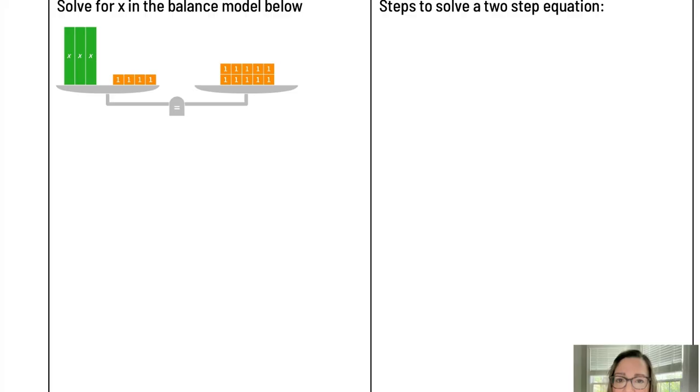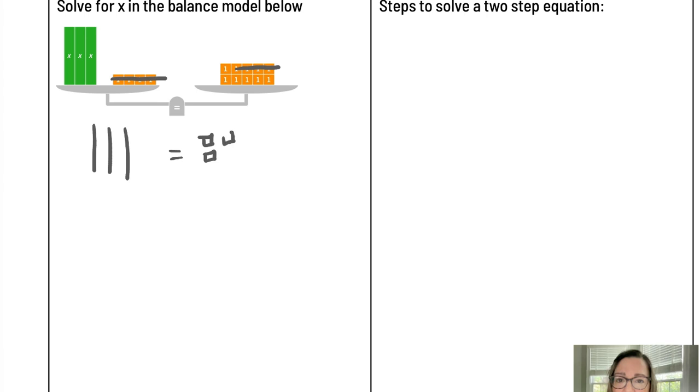Here we have a balance problem similar to the one we did in the last unit. And last time we eliminated the ones on both sides. But this time we have three x's, and we only want to know how many x's one is equal to, or 1x is equal to.